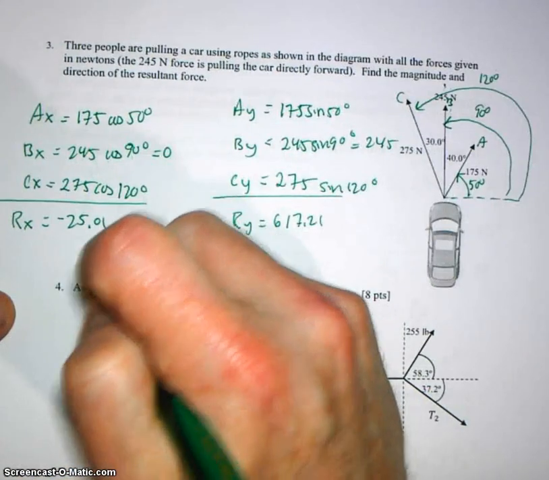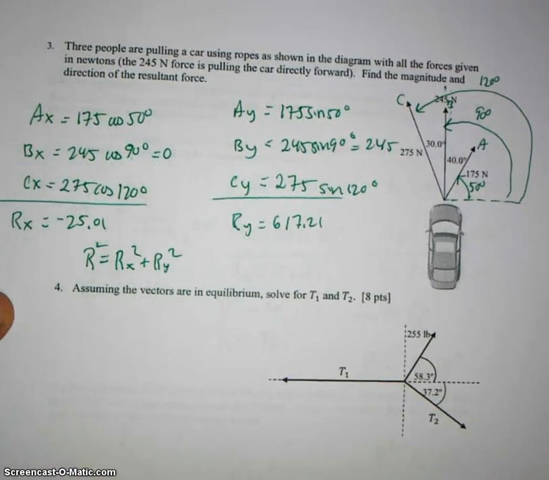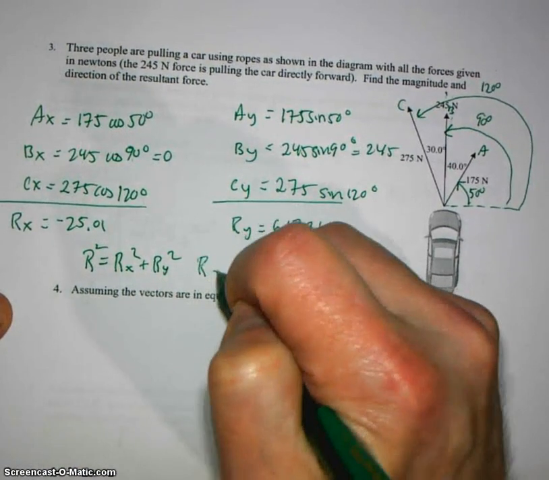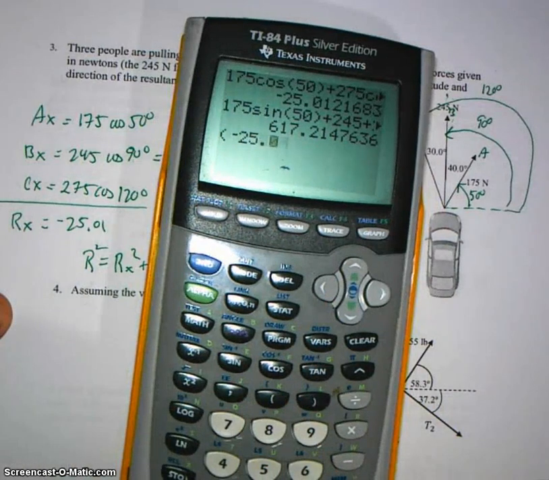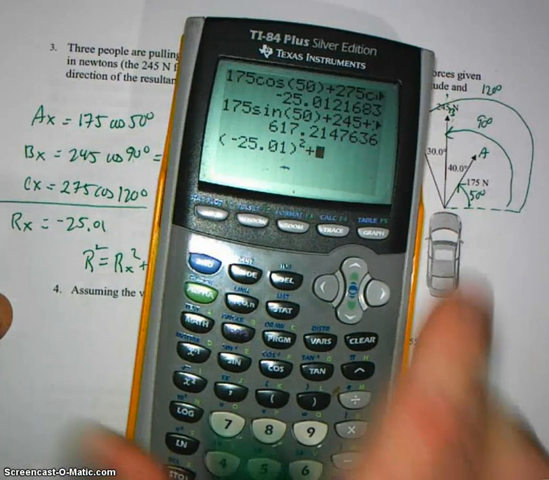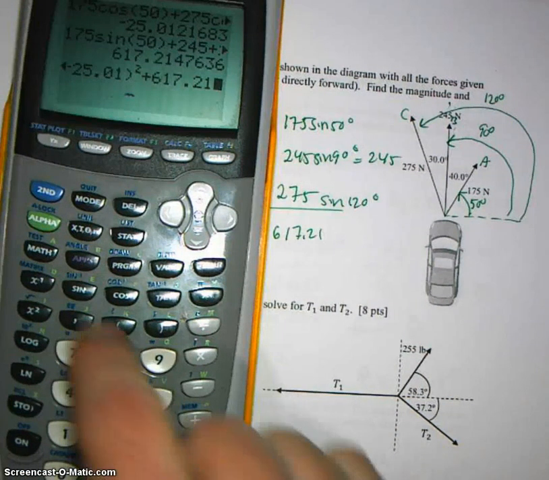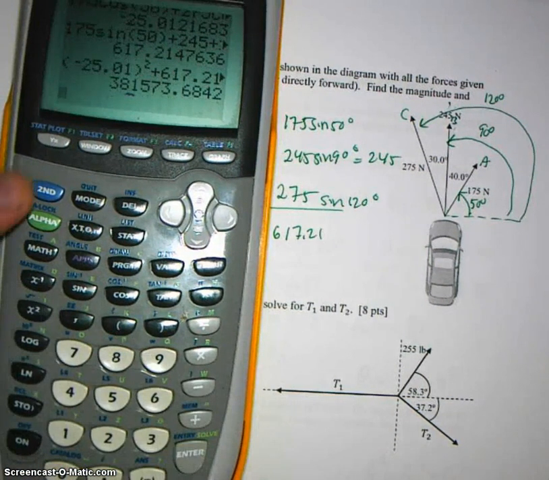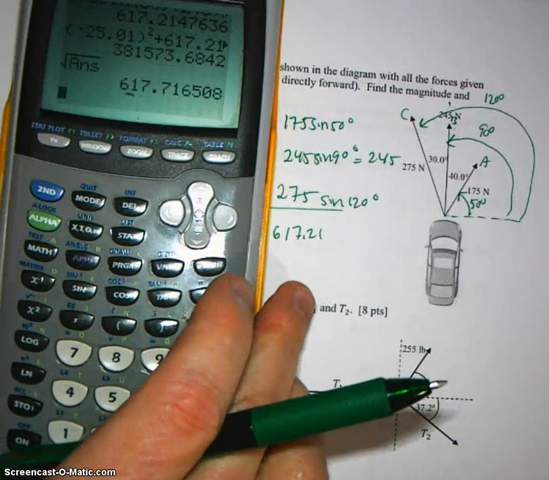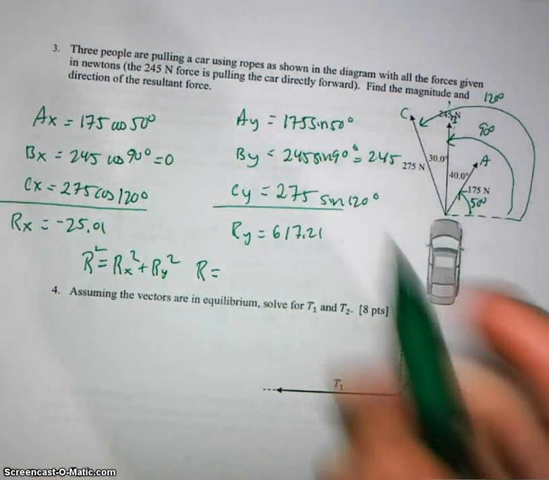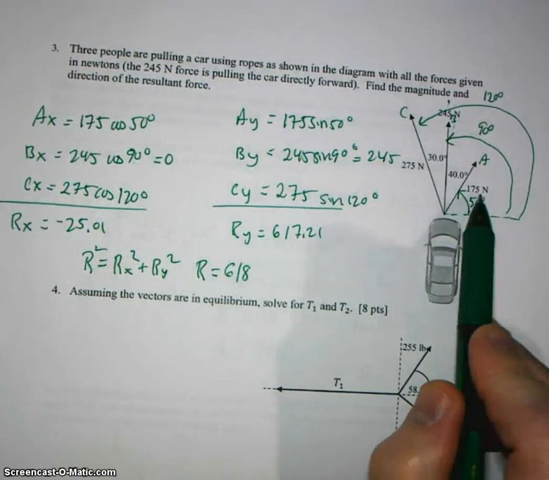All right, so R is Rx squared plus Ry squared. That's actually R squared, which means R is negative 25.01 squared plus 617.21 squared, square root of that answer, 618. I'll give three significant digits since we had three significant digits in our original problem.